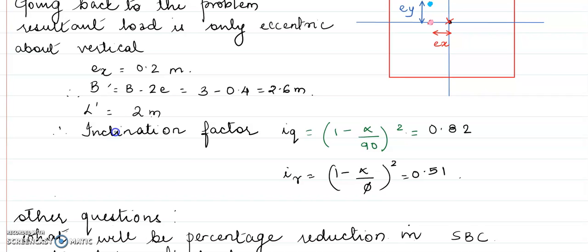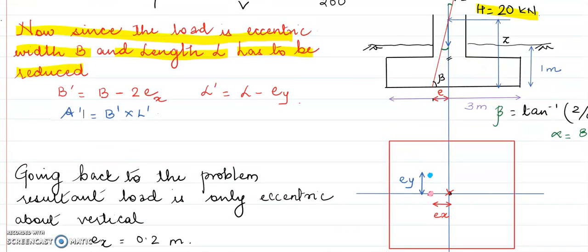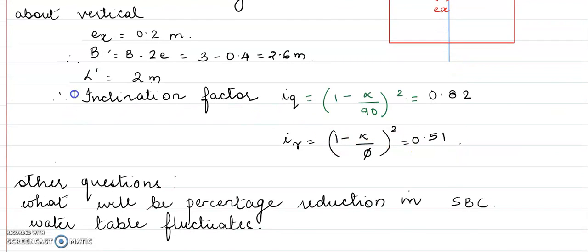Okay, so now the inclination factor, how does it change? Now this inclination factor depends on the inclined load. Eccentricity will be because of the inclined load. Now the equation that appears in your IS code 6403, iq and i gamma, is given by 1 minus alpha upon 90, and i gamma is given as 1 minus alpha upon phi. I'll just write this; this is the same as ic also.